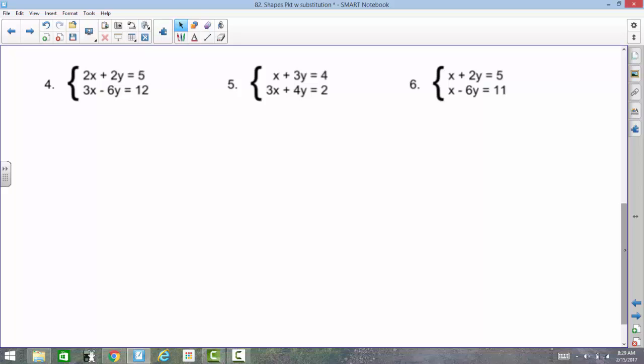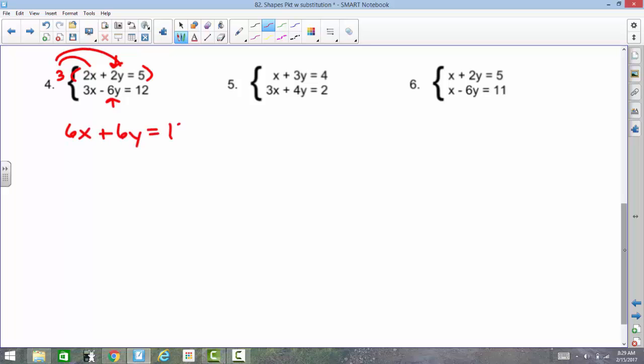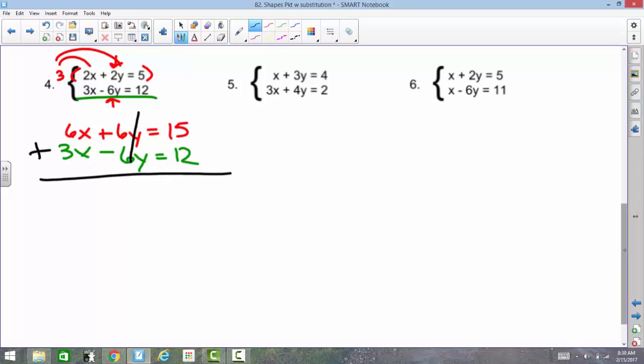Okay, 4. This time, you can't just add to eliminate. You need to get one of the coefficients the same. So if you look at the y's, to get those both to be a 6, you would have to multiply the top by 3. So I'm going to rewrite the top equation: 6x plus 6y equals 15. And now I'm going to just rewrite the bottom just as is, so that if you add these, the y's cancel.